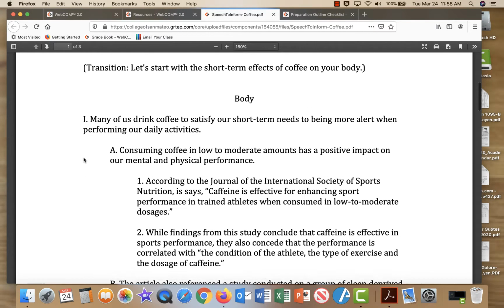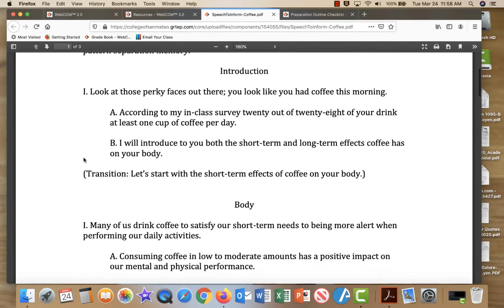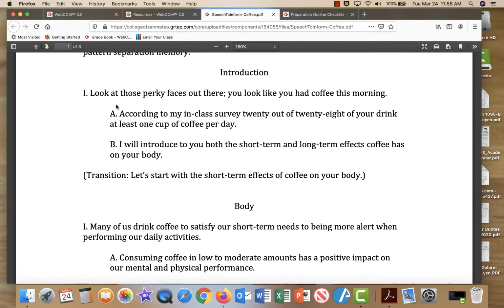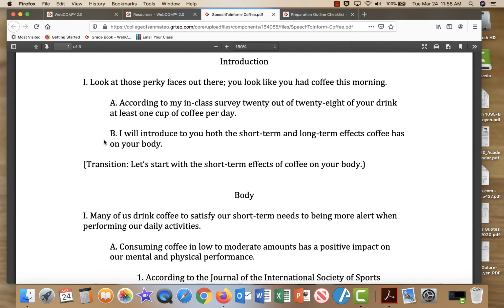Now let's take a look at the introduction of the speech. Look at those perky faces out there. You look like you've had coffee this morning. According to my in-class survey, 20 out of 28 of you drink at least 1 cup of coffee per day. I will introduce you to both the short-term and long-term effects coffee has on your body. So you can see that this person used their audience survey finding in the introduction, which is critical.